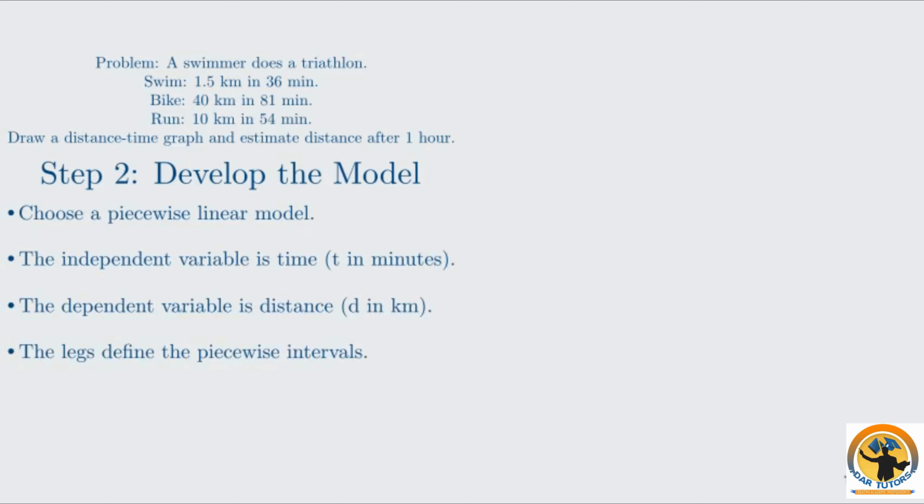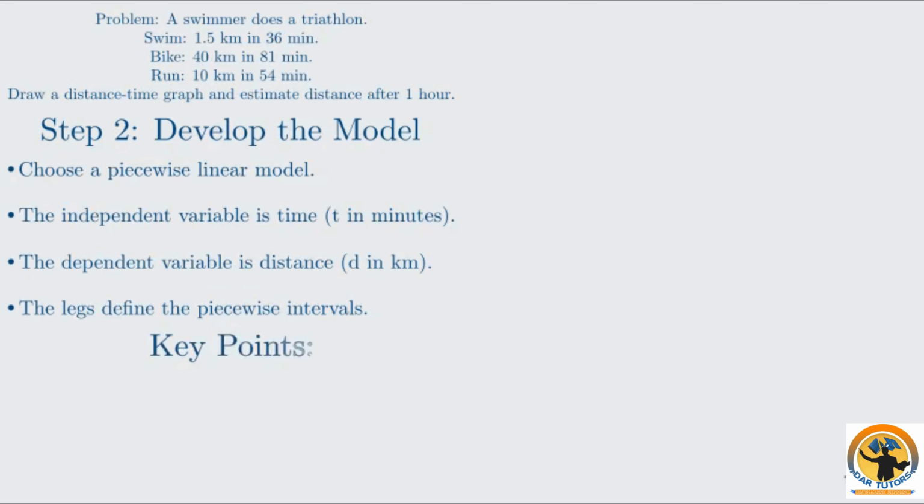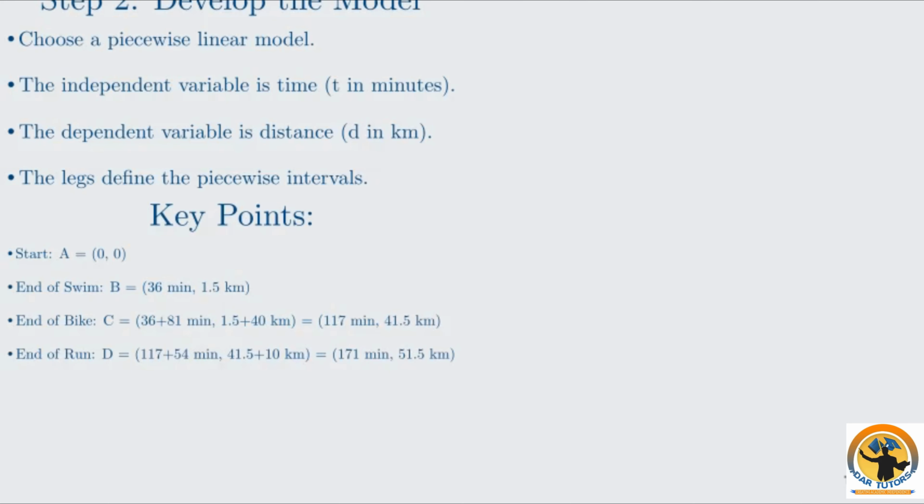This is a perfect scenario for a piecewise linear model. The swimmer's speed, and thus the gradient of the graph, changes between each leg. A piecewise model allows us to represent this changing rate of travel. Before we draw the graph, let's identify the points that define the end of each leg. Since the graph is distance-time, the distance value is cumulative. Point A is the start, so (0, 0). Point B marks the end of the swim.